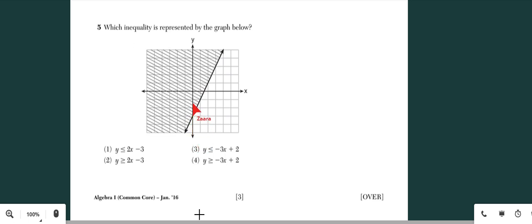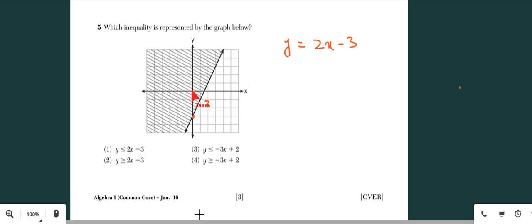Again, look at its y-intercept. It is -3, and the slope is 2: 2 up, 1 right. So the slope is 2, and the equation will become y equals 2x minus 3.